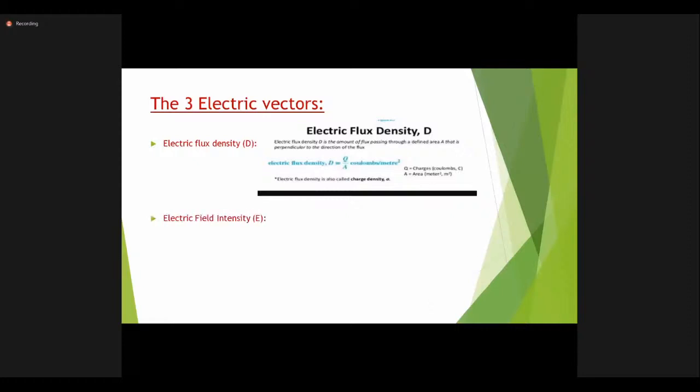Next, electric field intensity. Electric field intensity is given by V by d. V is the voltage between 2 points, divided by the distance between the points, V by d, and the units are volts per meter. It is also defined as the force experienced by a unit charge placed at a point in the field. In that case, the units will be Newton per Coulomb.